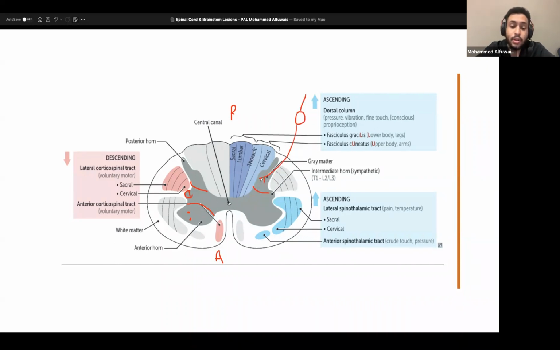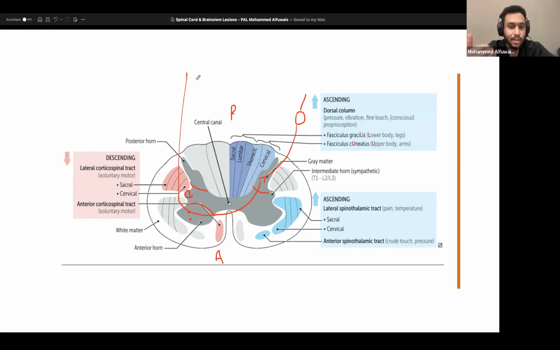Then the second order neuron will cross over to the opposite side, which is the crossing over, and ascend upwards to the contralateral side. Now, this fiber over here, which is the crossing over fiber, just remember the name of it. It's the anterior commissural fibers. This is important for a specific lesion of the spinal cord. I'll get to it later. And it will basically ascend upwards.